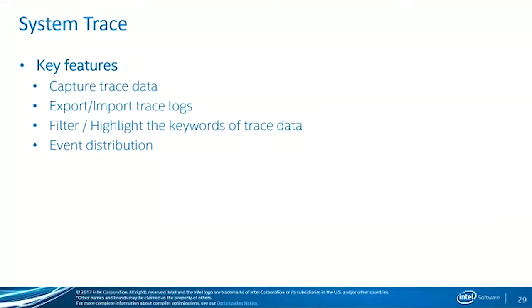The event distribution is a visible chart. It's a visualized chart showing when those messages arrive. Users can tell whether messages come in bursts or periodically with the help of these charts.